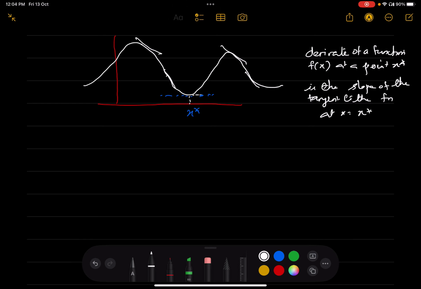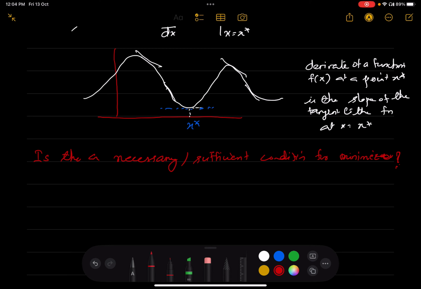Then one important question to ask here is: is this a necessary or a sufficient condition for a minimum, or let's call it a minimizer? When we say the derivative of that function at a particular point is equal to 0, is it a necessary condition or is it a sufficient condition?